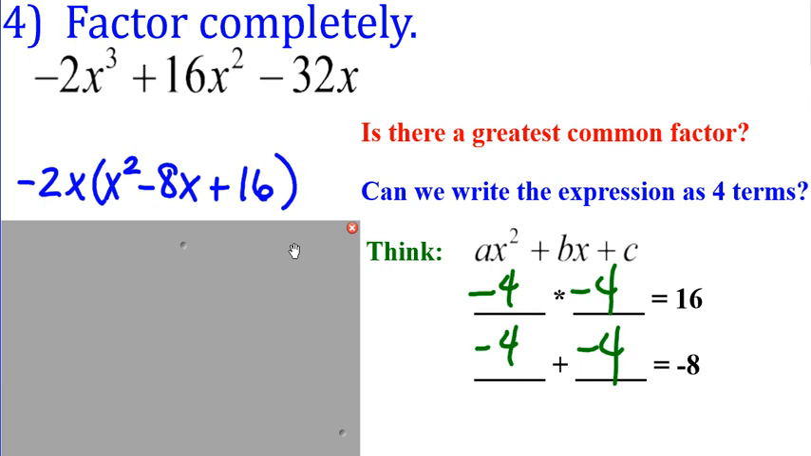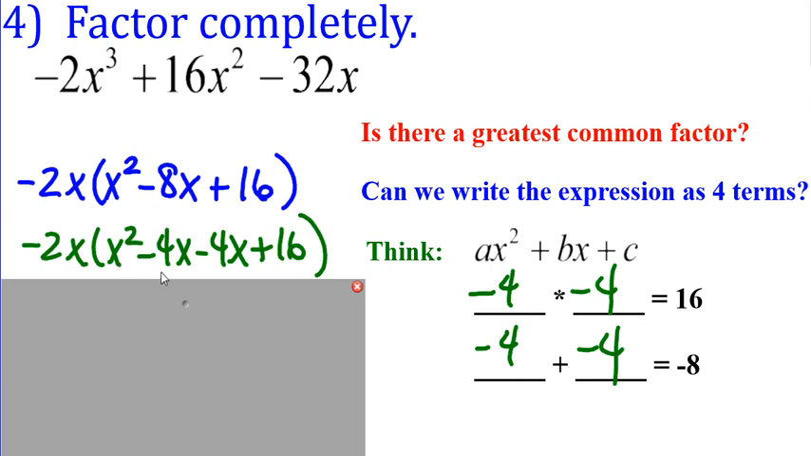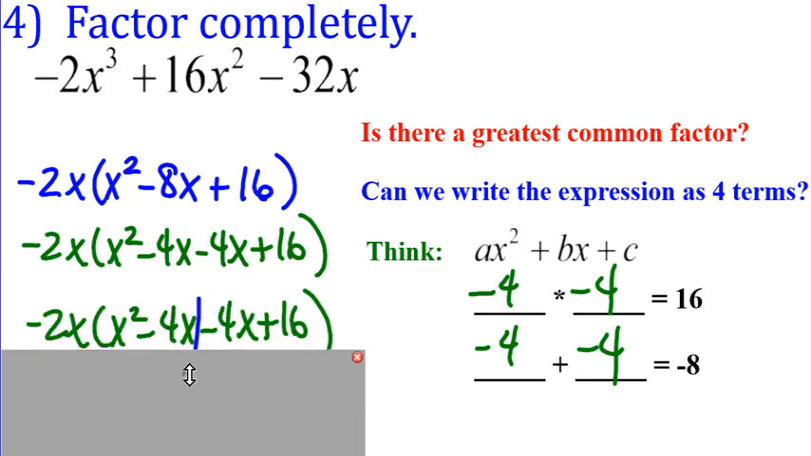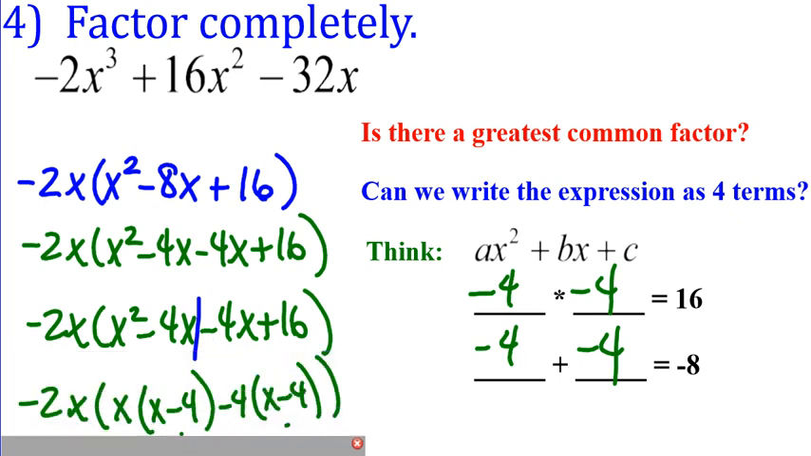So again, we're trying to rewrite this with our 4 terms. So we would have x squared minus 4x minus 4x plus 16. We like having the 4 terms because we can look at them in pairs and see what we could divide out. So the first pair, we can see we could divide out an x. So we'd have x times x minus 4. Second pair, we could divide out a negative 4, so we'd have negative 4 times x minus 4.